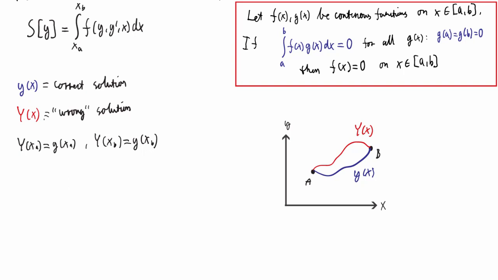Okay, so you can see that they start and end at the same place. So there's some relationship between the two. We will have in general that capital Y of x equals little y of x plus some other function eta of x. And because of the way we've done things here, we have that eta of xa equals eta of xb equals 0. Okay?